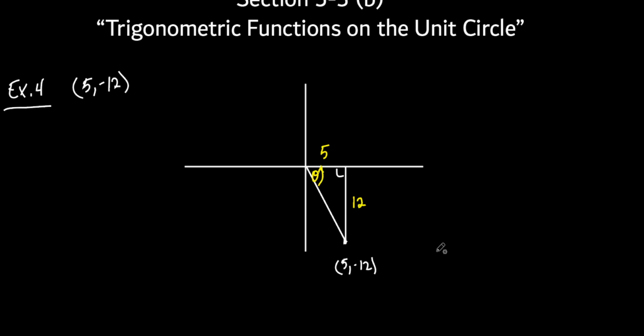I'm going to go opposite over hypotenuse, adjacent over hypotenuse, opposite over adjacent. What am I missing according to this angle right here, theta? That's my opposite. That's my adjacent. I'm missing the hypotenuse. So I've got to find the hypotenuse. How do I find the hypotenuse?